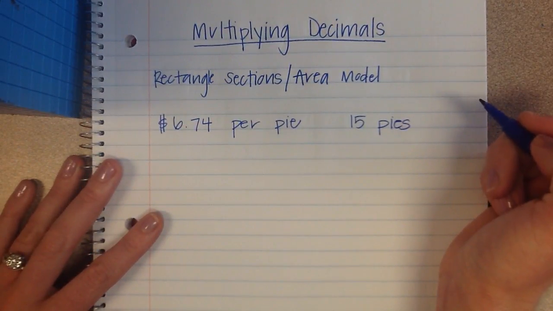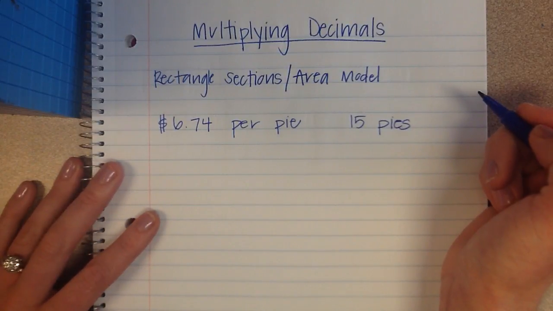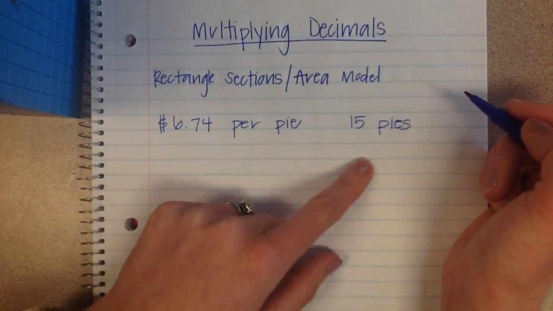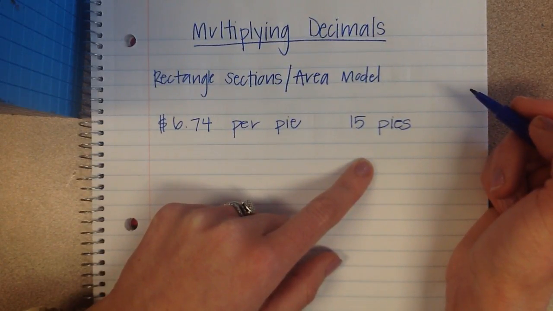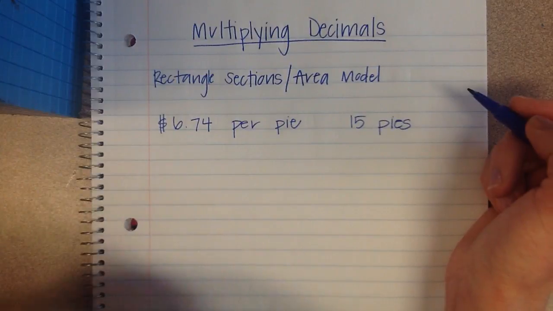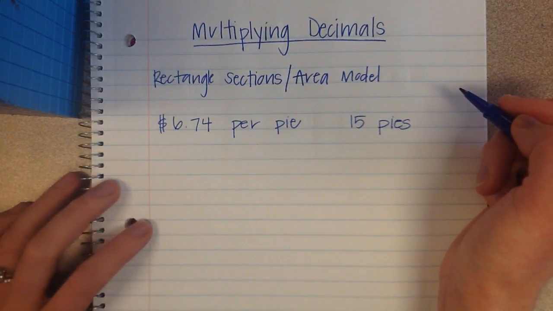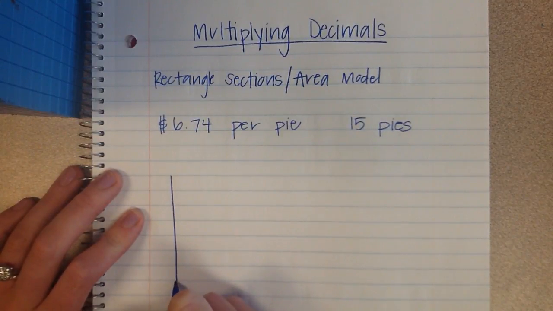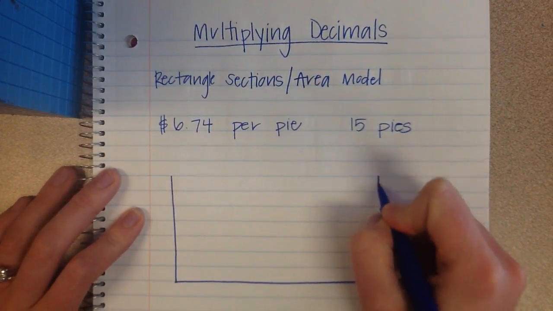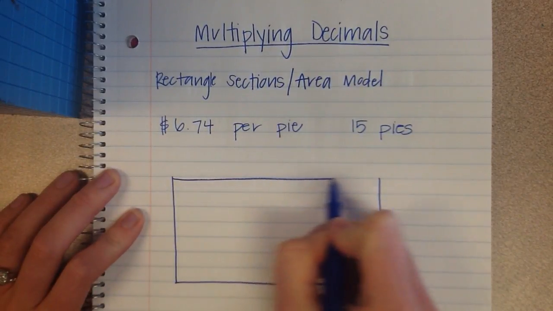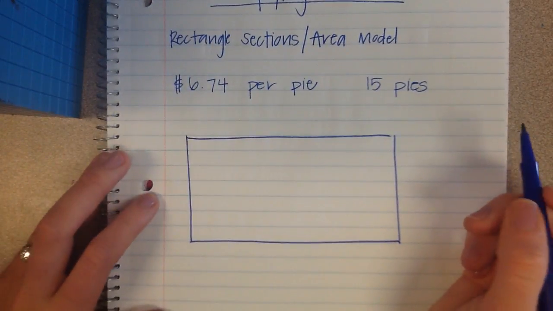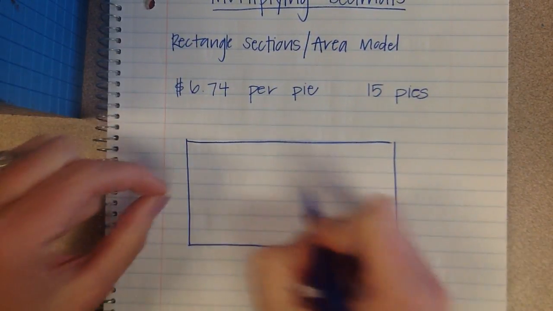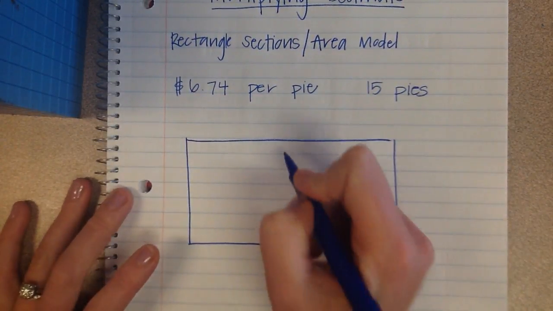So we know that we don't really want to be drawing out $6.74 15 times on a grid. We know we don't want to do this on a number line, and we don't really want to do this with money. Money would probably be pretty easy, but a good method would be area model. So I'm going to draw a rectangle like that, and as you can see, I made it pretty big. It fits the whole length of my hand. I don't want it small because I'm going to be working inside of it.